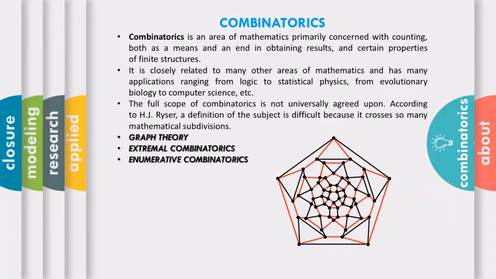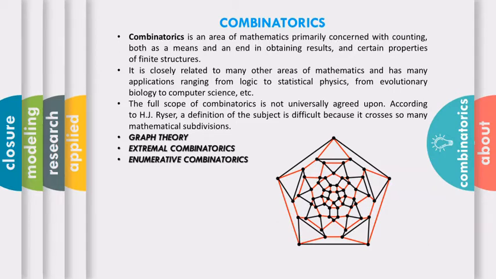Combinatorics is an area of mathematics primarily concerned with counting, both as a means and as an end in obtaining results and certain properties of finite structures. It is closely related to many other areas of mathematics and has many applications ranging from logic to statistical physics, from evolutionary biology to computer science. So you can think, in biology also we have the use of this combinatorics part. So here you can see how mathematics is connected with the different parts of science.